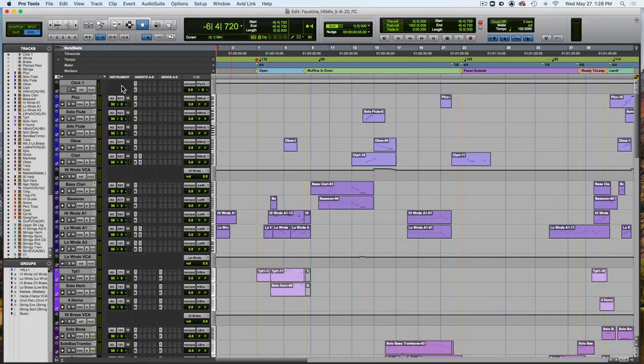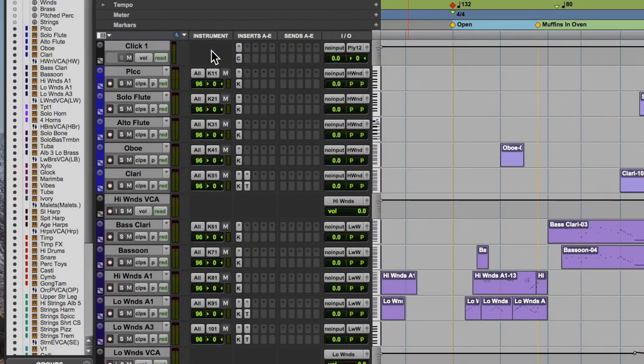In this piece, I'm using Spitfire Audio Studio Woodwinds along with Albion One and Albion Iceni sections. I'm also keeping all articulations on one track using a combination of UACC and key switching to change articulations. In this piece, there's piccolo, solo flute, alto flute, oboe, clarinet, and then I've got my high winds VCA, which I've talked about in previous episodes, bass clarinet, bassoon, high winds, low winds, and a second low winds, which are Albion 3. These two are Albion 1.